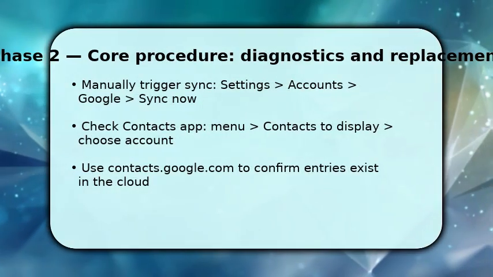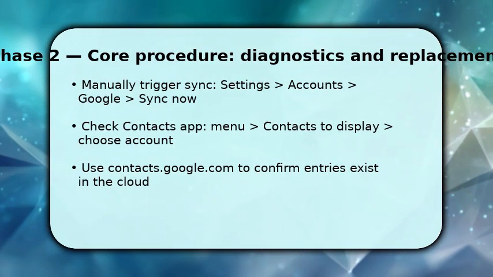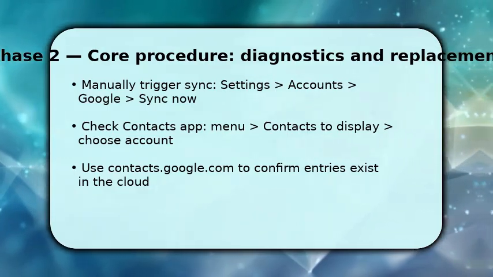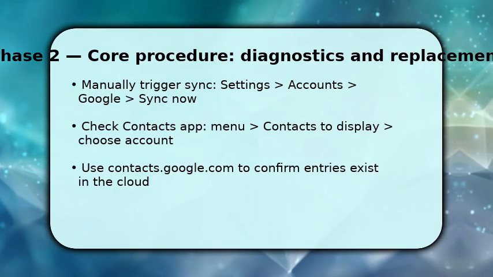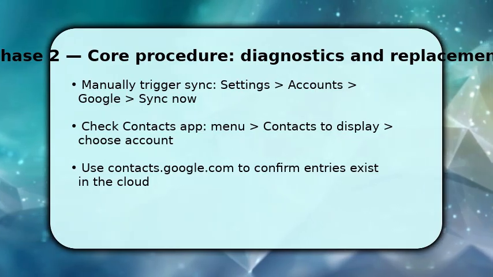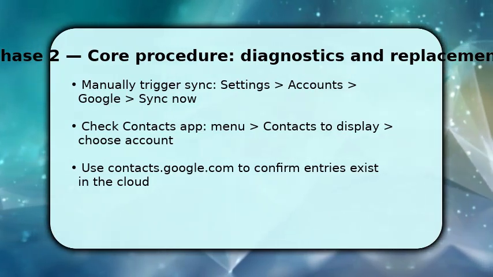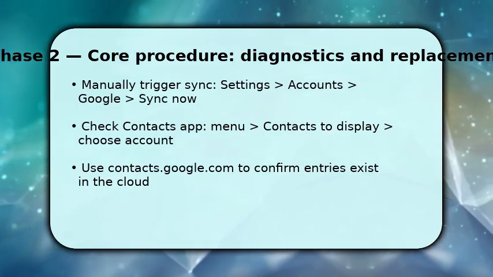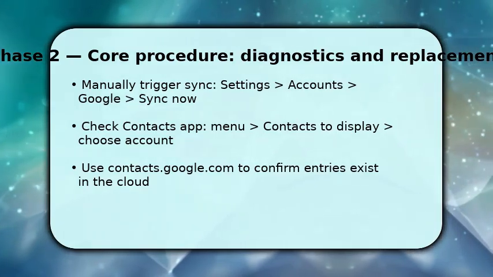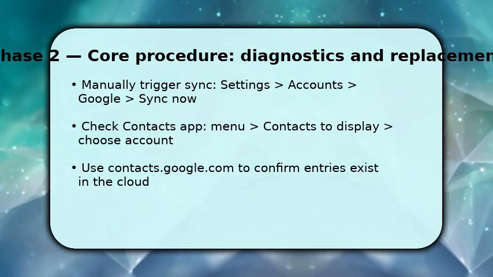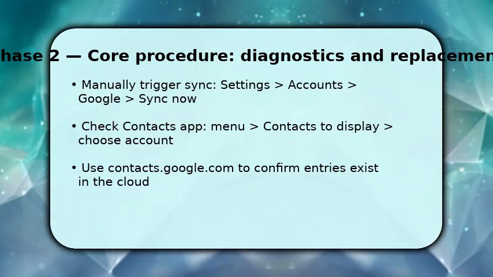Next, you trigger the actual sync and verify what's imported. Go to Settings, Accounts, Google, pick the account, and tap Sync Now to force an immediate update. This pushes cloud contacts to the device. Then open the Contacts app and use the display filter. Make sure the Google account is selected so only those contacts show. If entries don't appear, check Contacts.Google.com in a browser to confirm the cloud copy exists, because the phone can't sync what's not stored online.